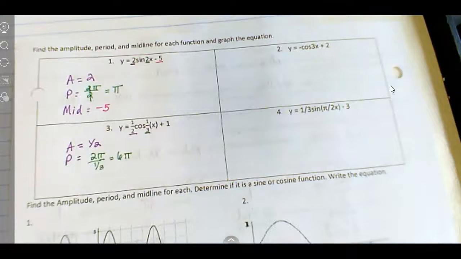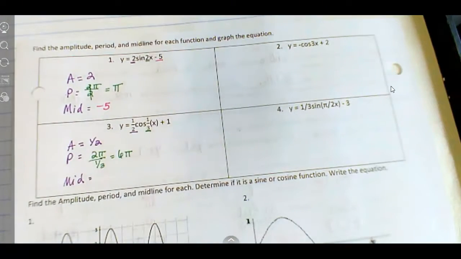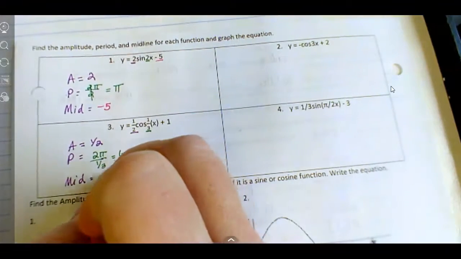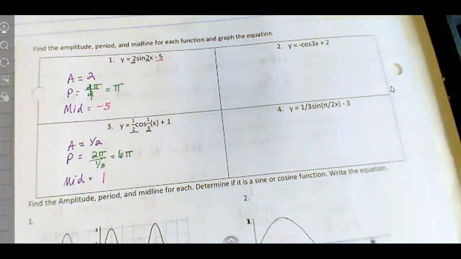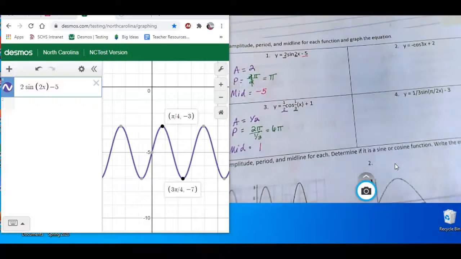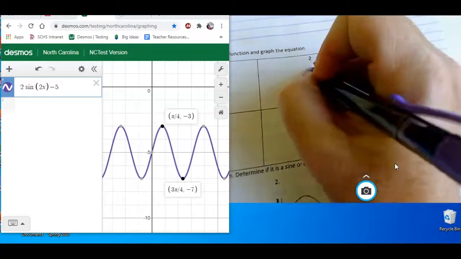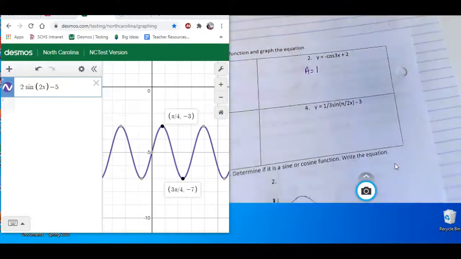And then the midline is the number at the end. If there is one, it's the amount you move up and down. So the midline is at 1. So amplitude is always positive. So if there's a negative at the beginning, you just get rid of that negative. Amplitude is always the absolute value of that number. So it's always positive because it's a length, it's a distance.